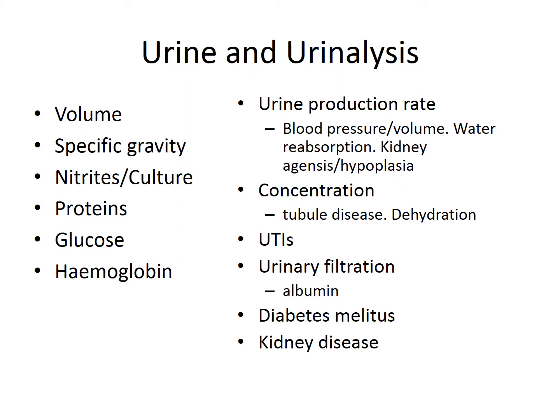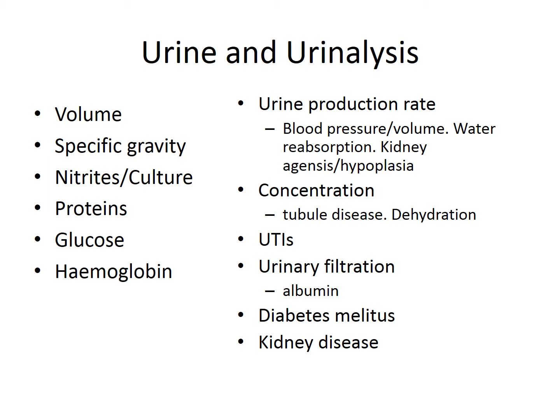We can look at things like nitrites and culture. Bacteria can produce these nitrites. And of course, if you culture the urine, you may see the development of a colony. That can be useful in the diagnosis of infections of the urinary tract.